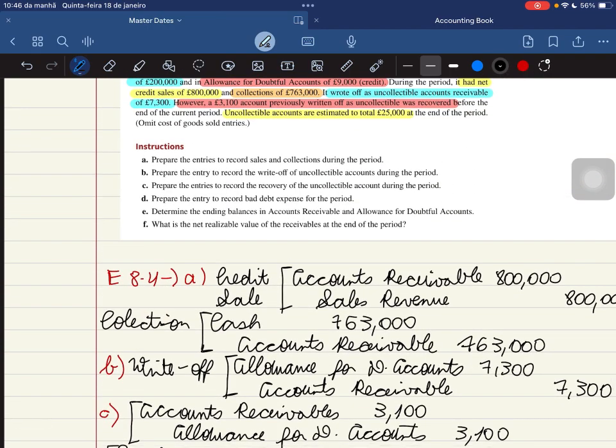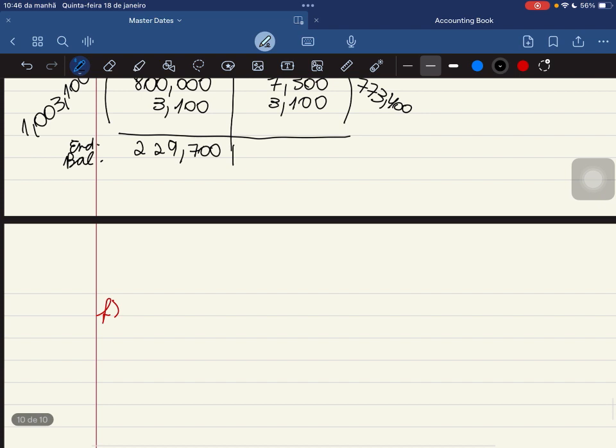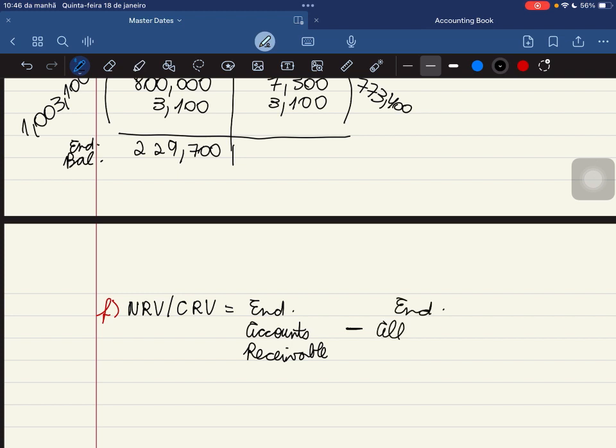F. What is the net realizable value of the receivables at the end of the period? Okay. You may hear net realizable value or cash realizable value. They mean the same thing. And what it means is your ending accounts receivable, which means your ending balance for accounts receivable, which in our case is this one, right? And this is going to be minus your ending balance for the T account of allowance for doubtful accounts. This is the formula.